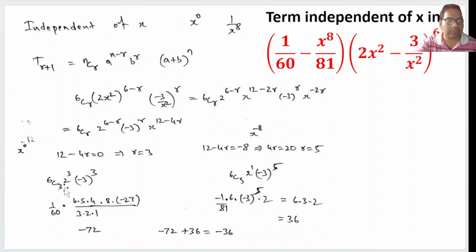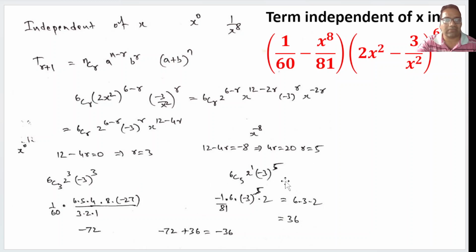1 by 60 into 6c3, that is 6 into 5 into 4 by 3 into 2 into 1. 2 cube is 8, minus 3 cube is minus 27. Right? 6 into 5 into 4 is 120, 60 into 2 is also 120. Those two will cancel. 3 will go 9 times. Minus 9 into 8, minus 72. Right? This entire part is minus 72. This minus 72 is independent of x.